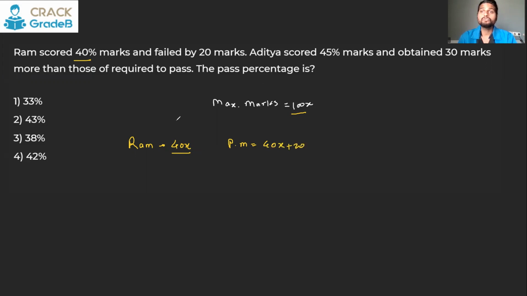Whereas Aditya scored 45% marks, that is 45x. As compared to him, passing marks will be 30 less because he got 30 marks more than the passing marks. So passing marks will be 30 less than his marks. That is 45x minus 30. So as we discussed earlier, these are also passing marks, so both have to be equal.